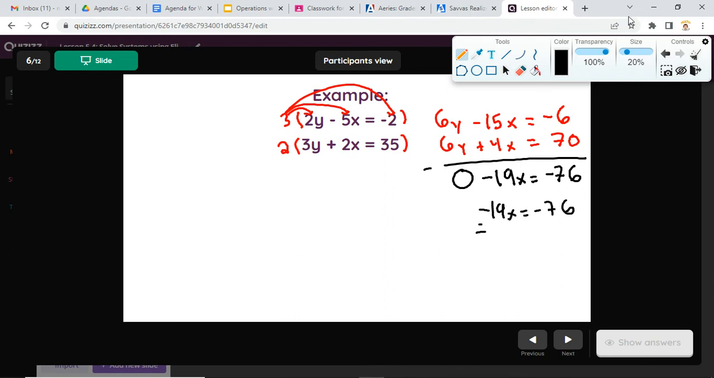Now to cancel out multiplying by -19, I'm going to divide by -19 on both sides, and that will give me 4. I get x is equal to 4.